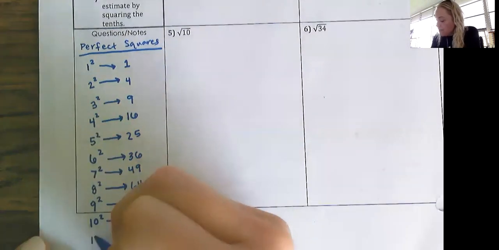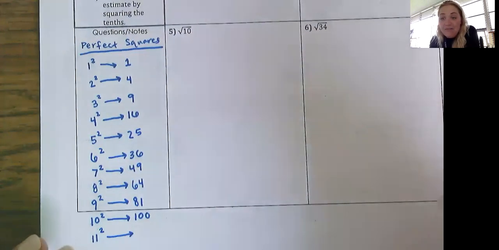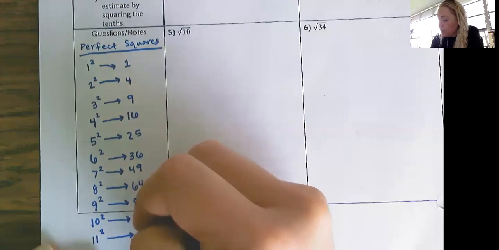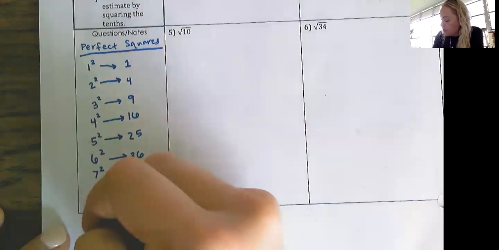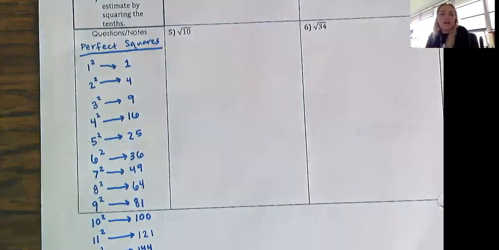Let's go to 11 squared is the product of 11 times 11. Off the top of your head, that is 121. Okay, now there are more. We could do 12 squared, 144. And we could keep going on and on and on. I am actually going to stop at 12 squared.